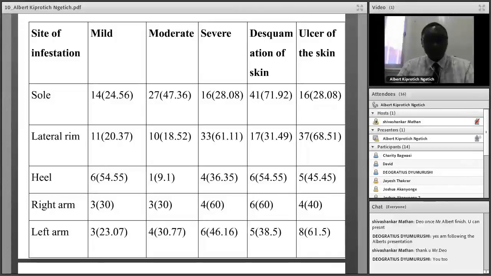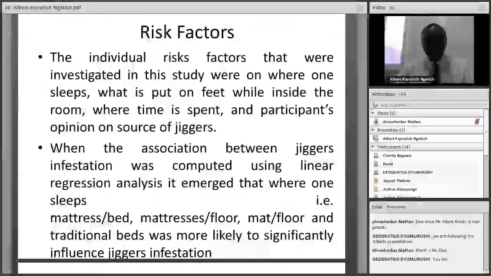On the side of the risk factors, the individual risk factors that were investigated in this study were where one sleeps, what is put on the feet while inside the room, and where time is spent by the participant.